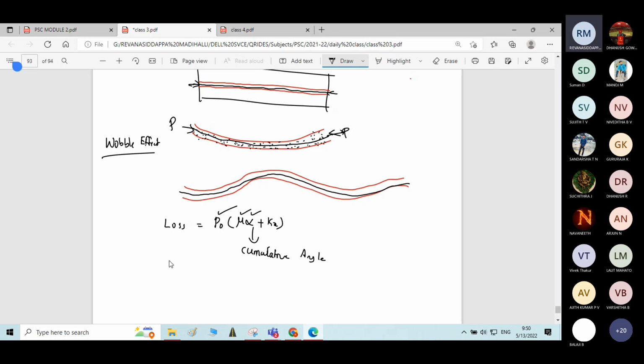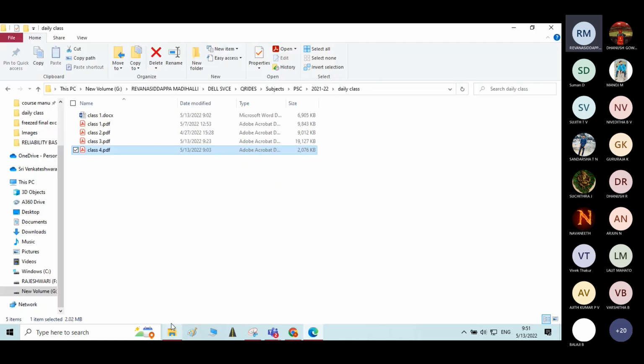K is called the wave effect, or as I told, the wobble effect, wobble constant or wobble coefficient. You need to remember this formula, and there is one code book which is described in your syllabus. Let me show that code book.